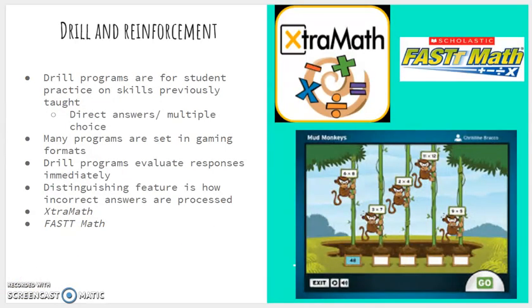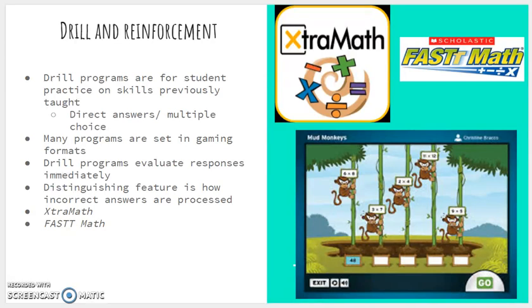And the last use for digital tools is for drills and reinforcement. Drill programs are for student practice on skills previously taught. For example, when students want to review multiplication facts, division facts, or basic math facts, these apps are great for that because they practice through direct answers and multiple choice to make sure they remember the material.